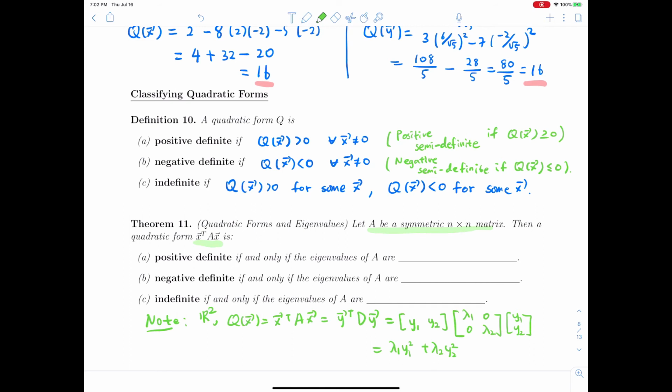So to have q of x be positive, or this quantity be positive, we need both lambda 1 and lambda 2 to be positive.